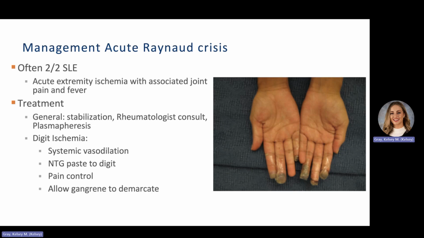For addressing the digital ischemia, you want to have the patient undergo systemic vasodilation while watching the patient's blood pressure during this process. Nitroglycerin may also be directly applied to the ischemic digit. Pain control is of utmost importance, and patience while allowing the gangrene to demarcate.